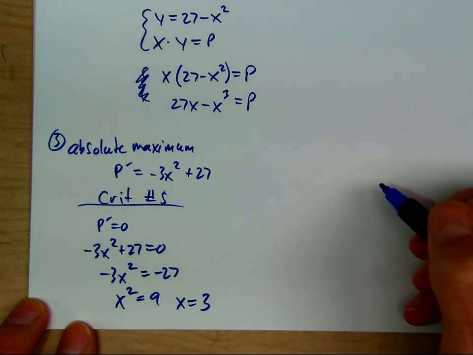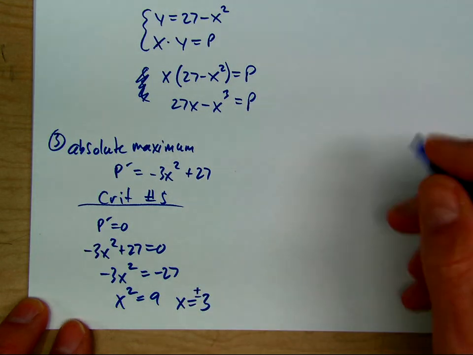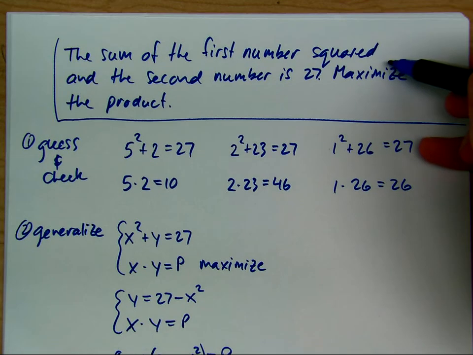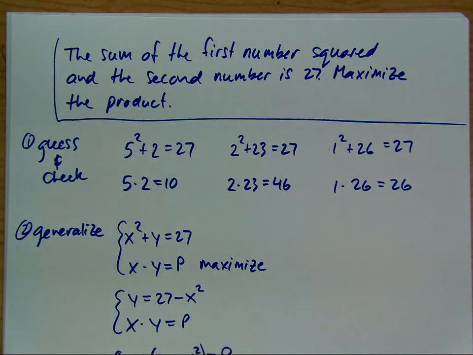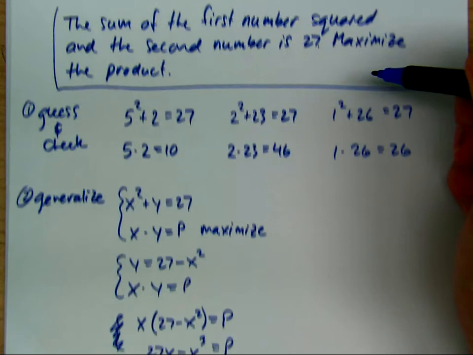Okay. We have positive or negative. Do we need the negative? Let's check. The sum of the first number squared and the second number is 27. Maximize the product. Well, let's check. Maximize the product. We wouldn't consider the negative here because the product's going to be negative.